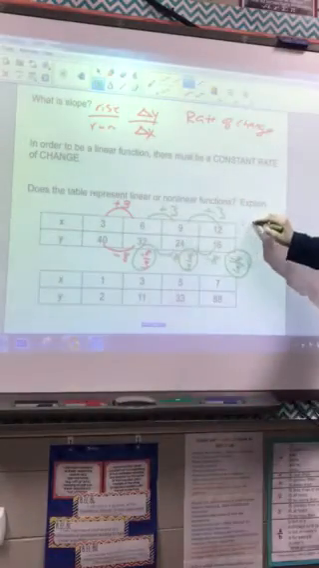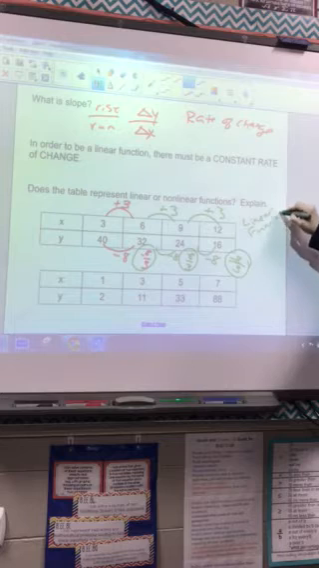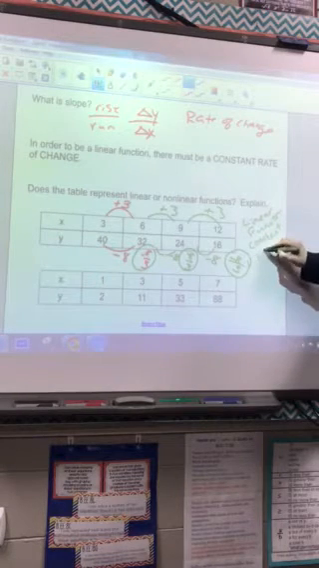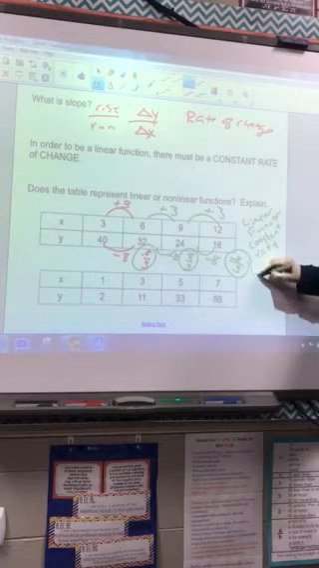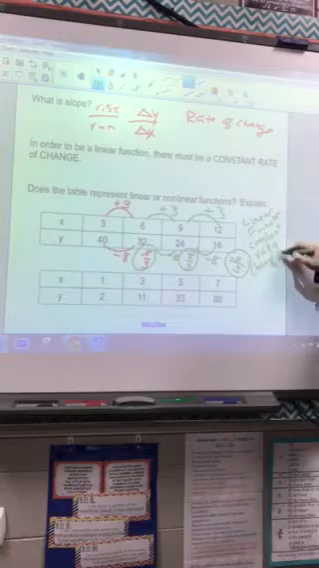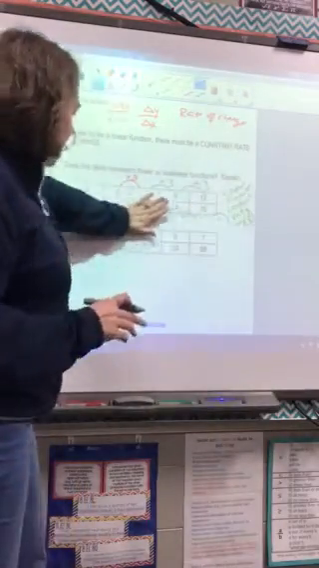So this is a linear function because it has a constant rate of change, which is negative 8/3. Let's look at my next example. I'm going to erase that so I have a little bit more space.